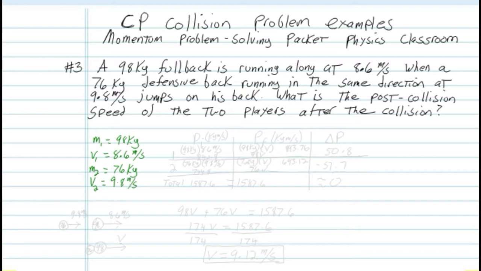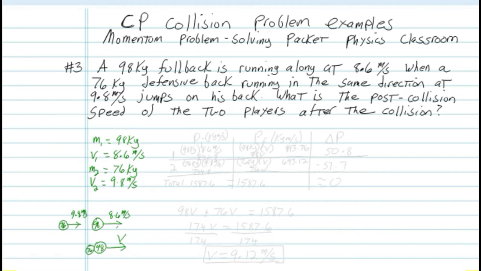So if we picture the situation with a simple sketch, we have 98 kilograms moving at 8.6 meters per second, and the other person is moving in the same direction faster, at 9.8 meters per second, and 76 kilograms. And after the collision, they move as a unit at some speed, which we want to know. This is the 76 and this is the 98, just a basic sketch.